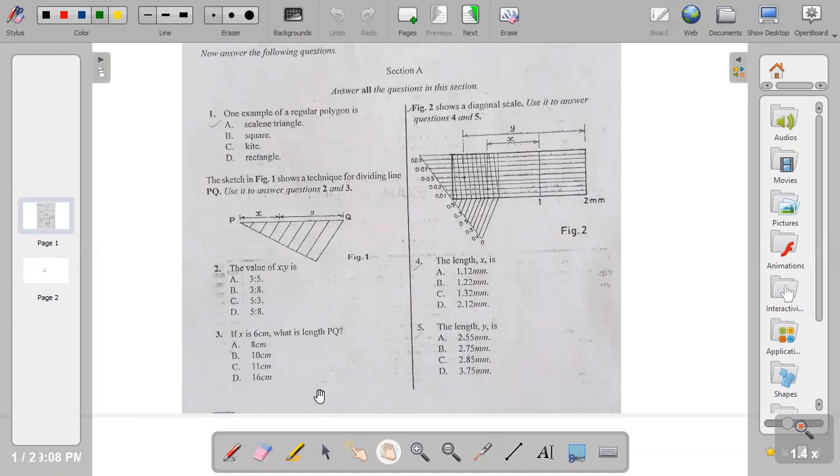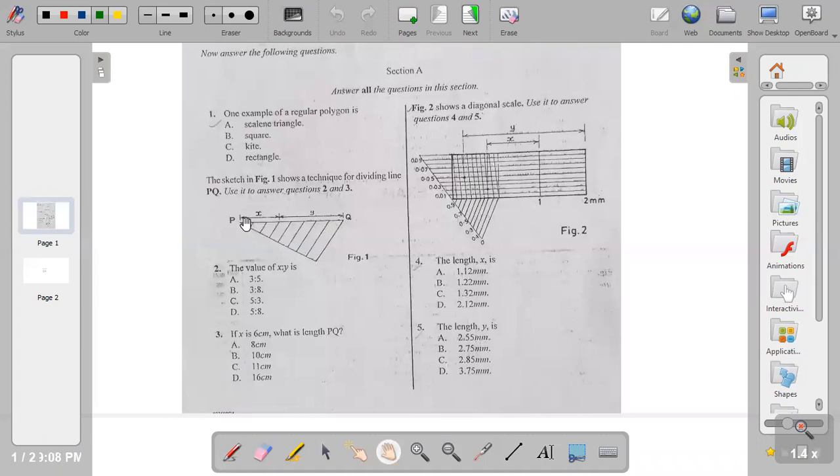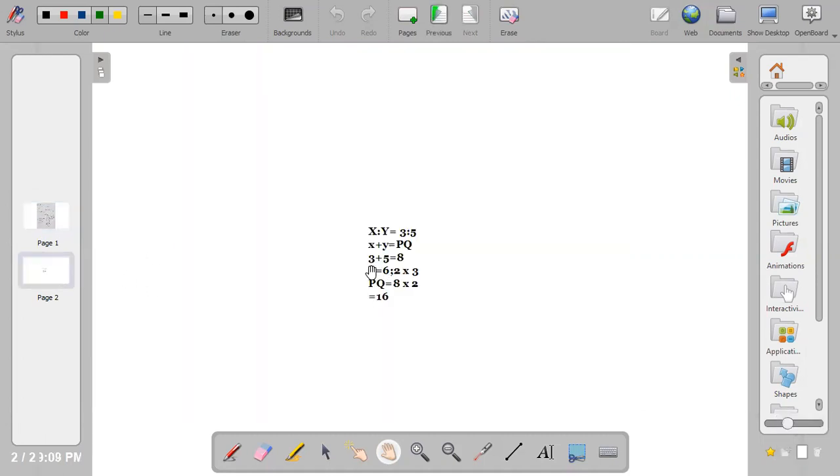Question 3. If X is 6 centimeters, what is length PQ? If X is 6 centimeters, so from here to here is X, 6 centimeters, what is PQ? So let's see this simple calculation. Since we have X ratio Y to be 3 ratio 5, X plus Y, when you go back to the drawing, gives PQ. And the question says, what is the length PQ? So 3 plus 5 gives us 8. X is given as 6.